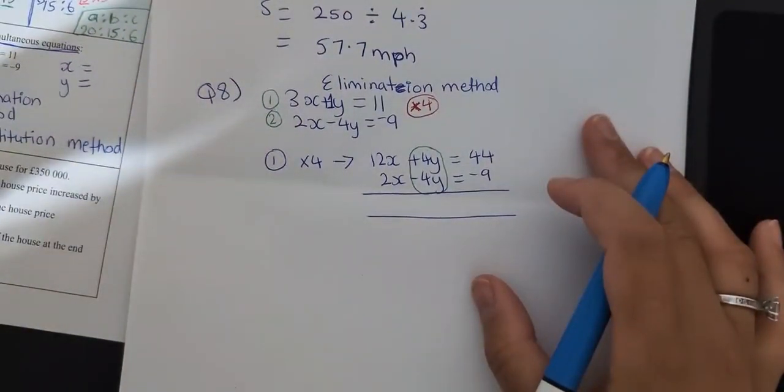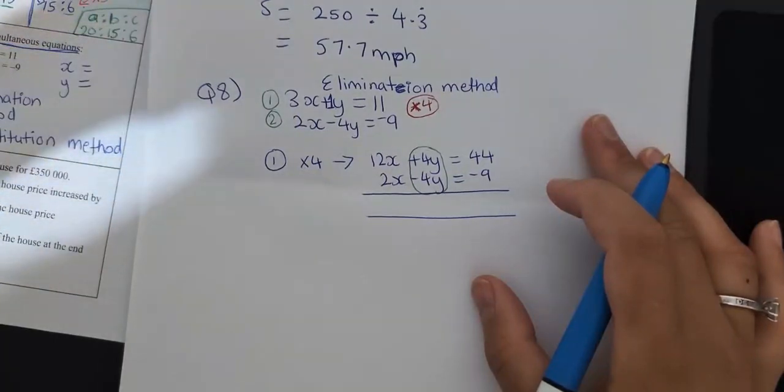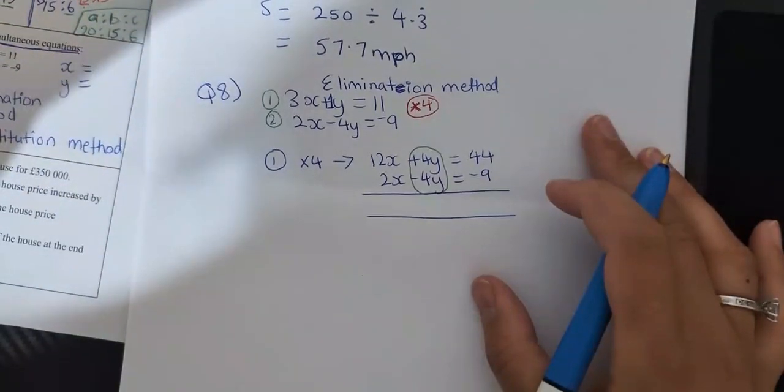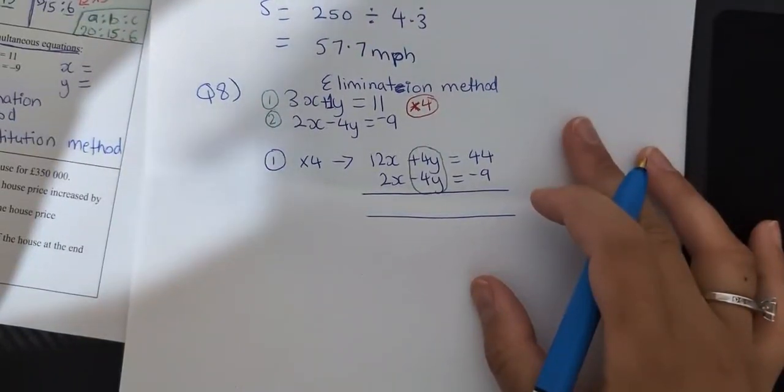Who is that saying I'm confused? Erita, sorry, I can't say the whole name. Erita, you probably are confused because you've just joined. We are solving simultaneous equations by the elimination method.